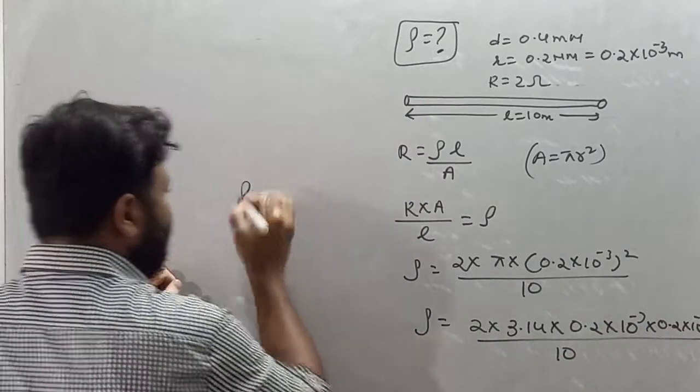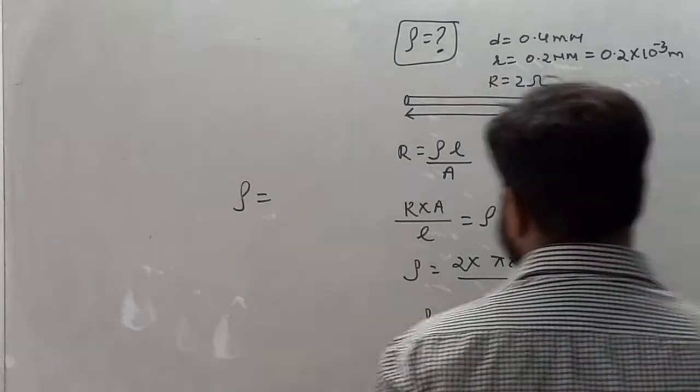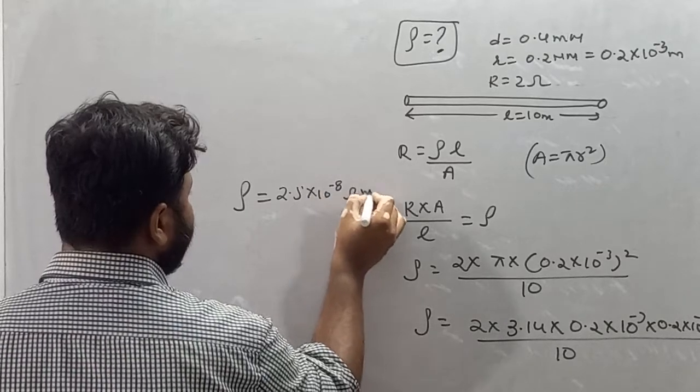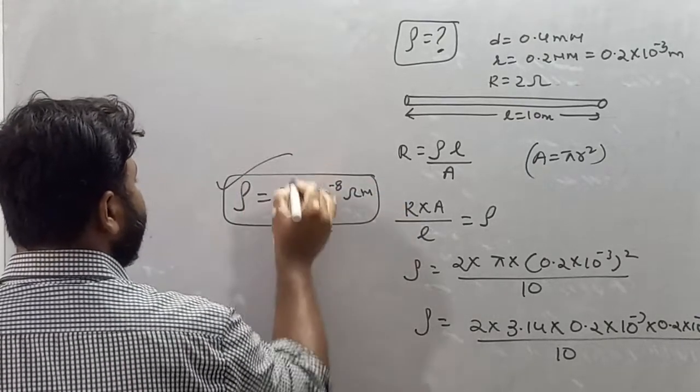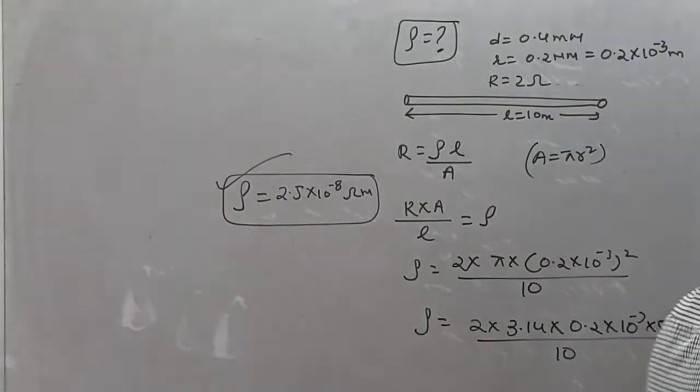So find the value of resistivity, dear student. The value becomes 2.5 into 10 raised power minus 8 ohm meter. After solving this, you will get the answer. It is 2.5 into 10 raised power minus 8 ohm meter.